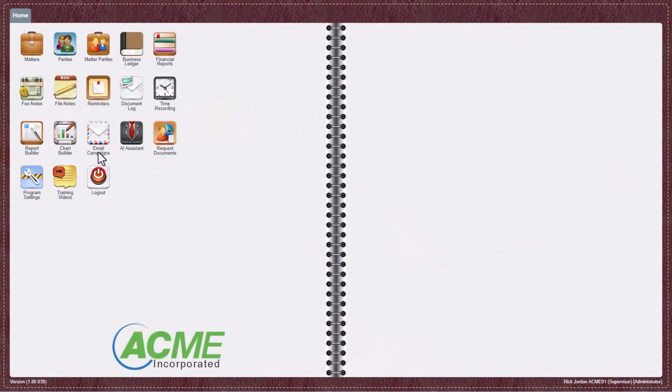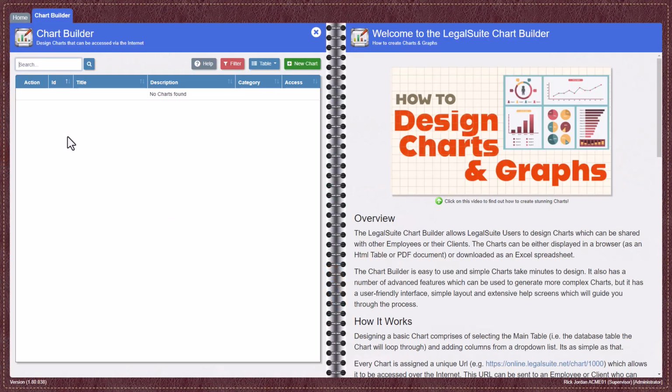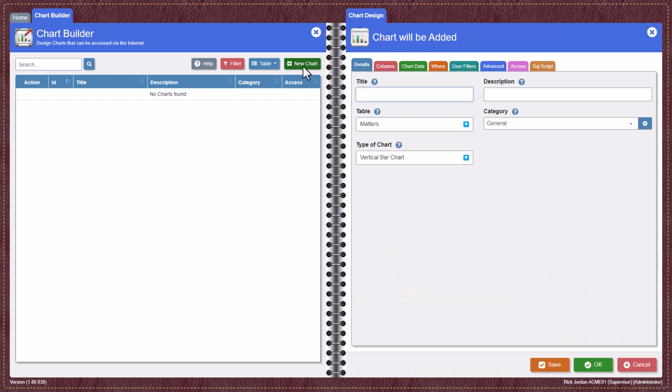To create a chart, click on the Chart Builder icon. Then click on the New Chart button. We are going to create a chart showing our top 20 income earners, so we give it an appropriate title and description.